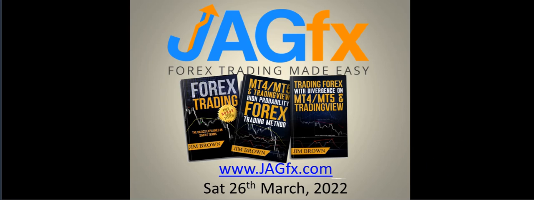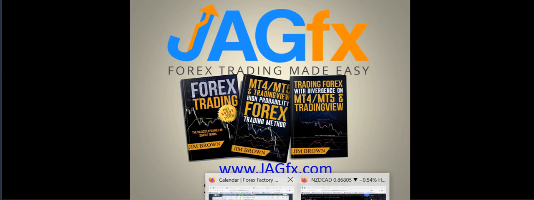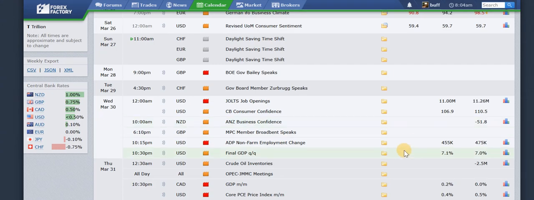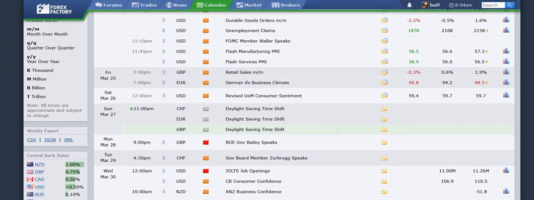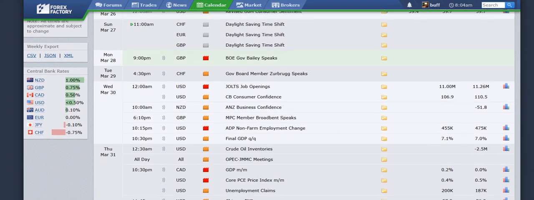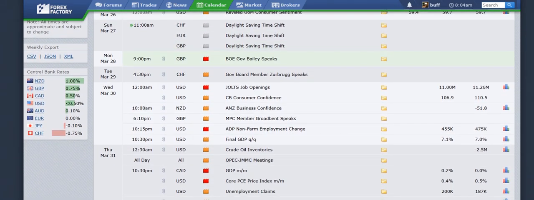But anyway, let's go. First up, what we normally do is have a look at the news, the week ahead. So where are we? Don't even know what date we're on. Here we go. Sunday, we've got some daylight saving shifts in Europe. So Switzerland, Europe, and Great Britain. I always thought Switzerland was a part of Europe, but anyway, it must be different. So just be aware of that.